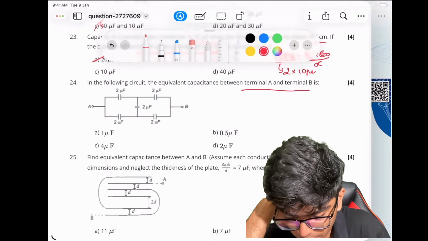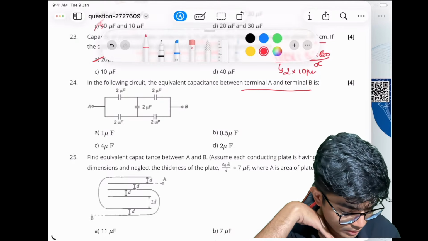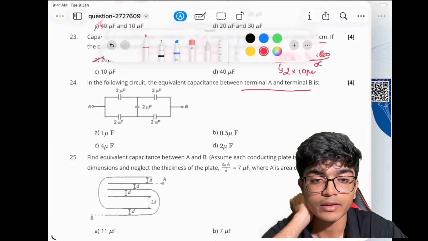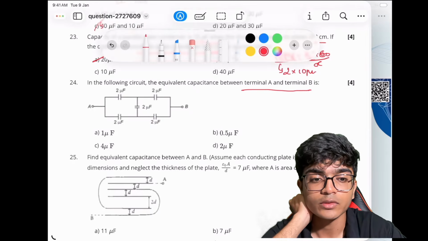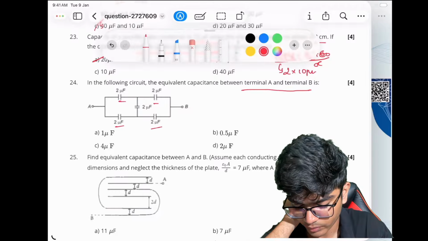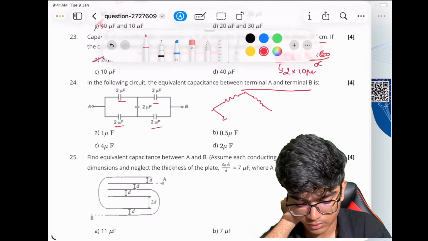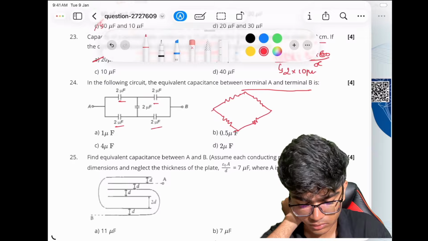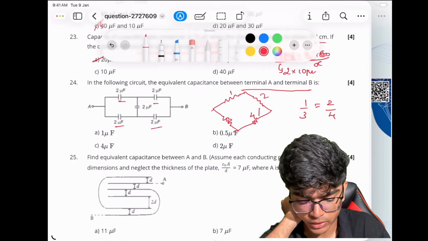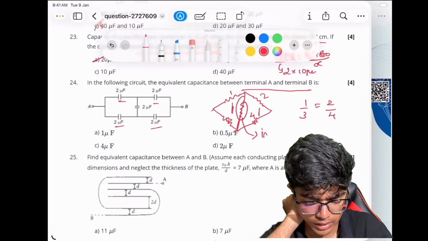Equivalent capacitance between terminal A and terminal B. In the next question, which is a little important, focus a little. It's a very simple concept in electrostatics called the Wheatstone bridge. If the circuit was like this, if 1 by 3 were equal to 2 by 4, if the ratios of these were equal and if there is a capacitor in the middle, this can be ignored.